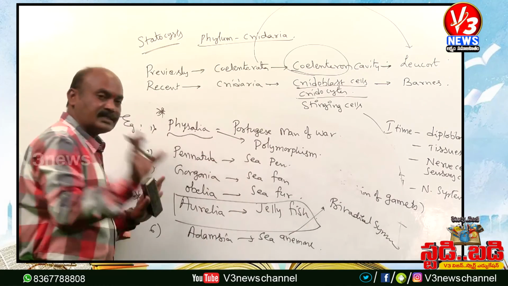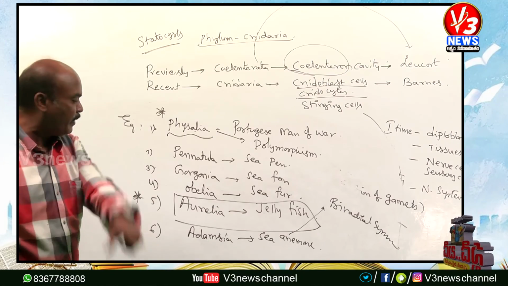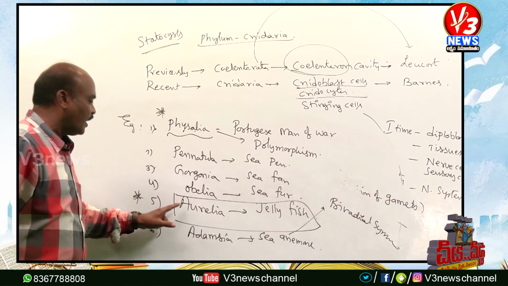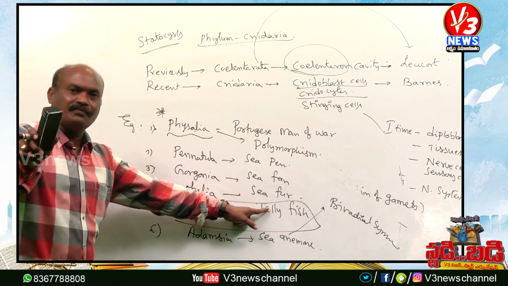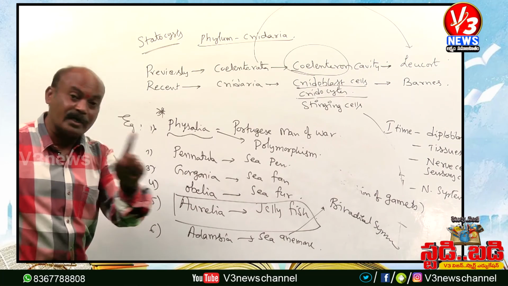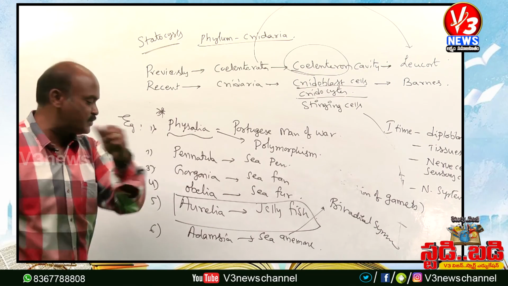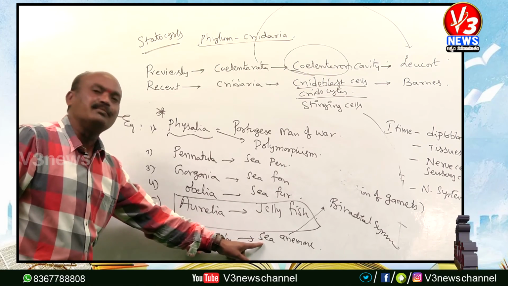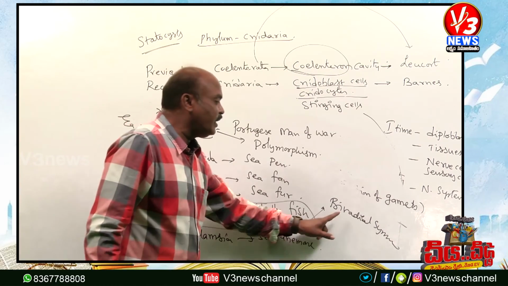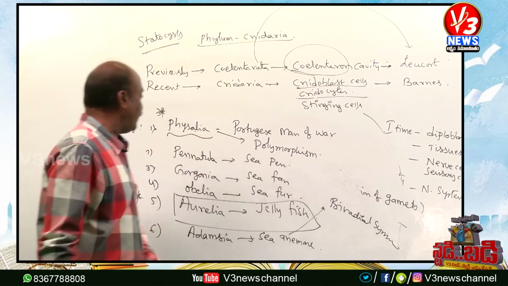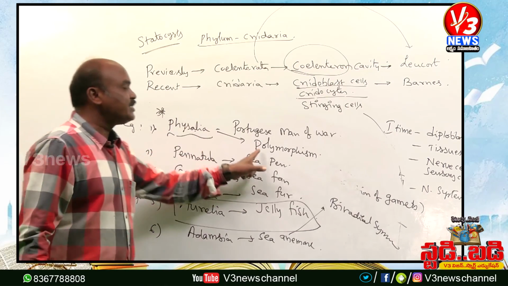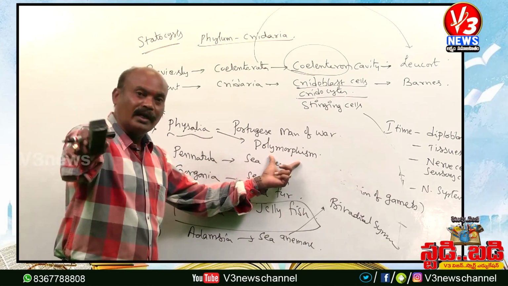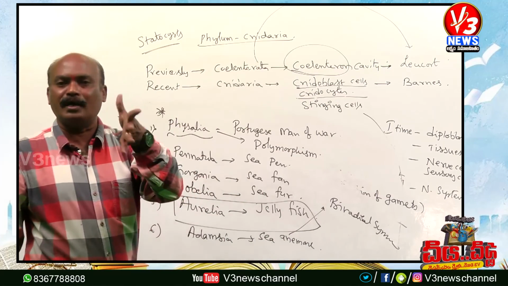So, regarding examples, you must learn and remember compulsorily. Aurelia, commonly called a jellyfish. It is not a true fish. It is a pseudo fish or false fish. Adamsia, common name sea anemone. What is its speciality? It exhibits biradial symmetry. And Physalia, what is its speciality? It is the only Cnidarian that exhibits polymorphism.